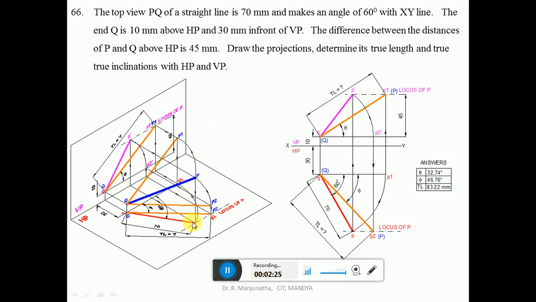Since we have the top view, we know that the front view will also lie on the same line, and you have the front view locus. From p you draw a vertical projector to the XY line, and then again project from here to here, so that you get this point, which cuts the locus of P in the front view. You mark this point as small p dash. Then draw a dark line between p dash and q dash, which is the front view, and a dark line between p and q, which is the top view.